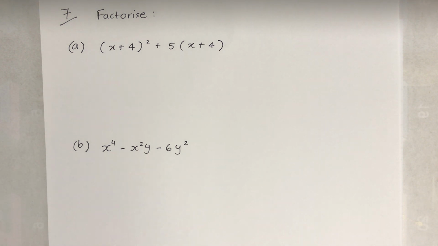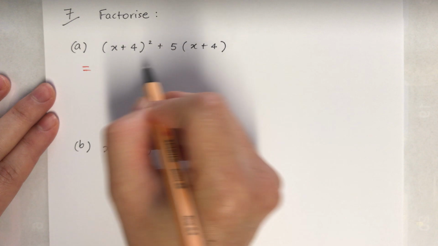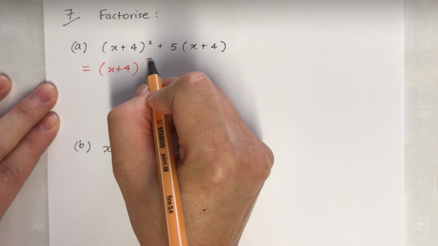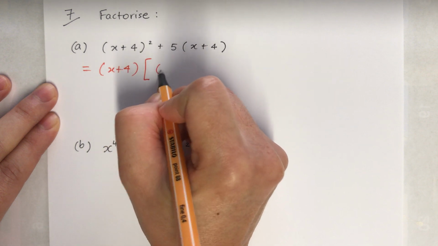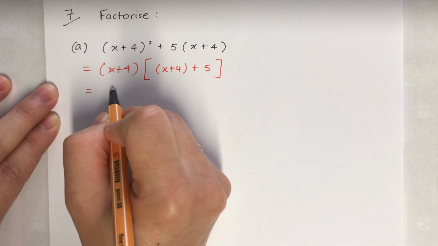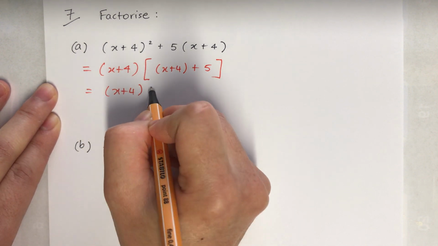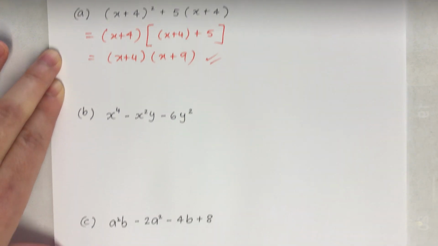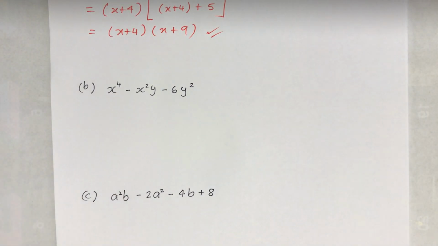Factorize. A. x plus 4 squared plus 5 brackets x plus 4. Okay, that's not too bad. I can see the common factor here as x plus 4. And then I'll be left with x plus 4, one of them, and the 5. x plus 4, x plus 9. Done. That was easy.